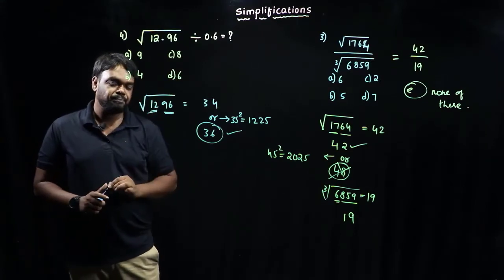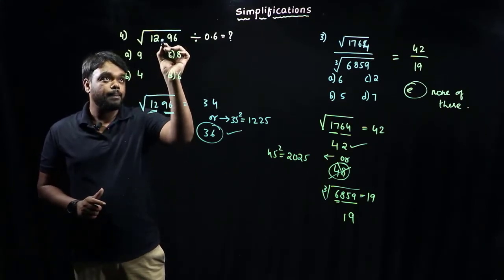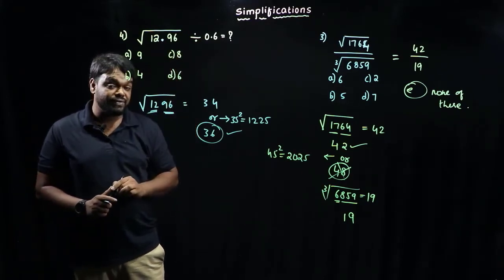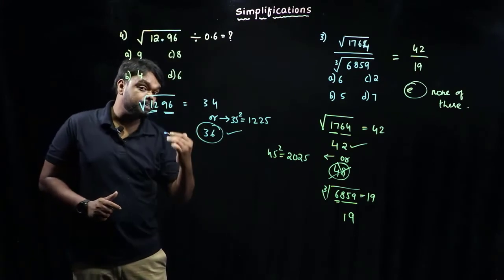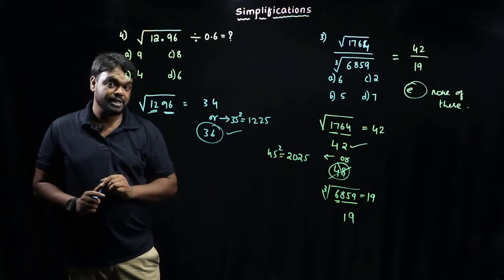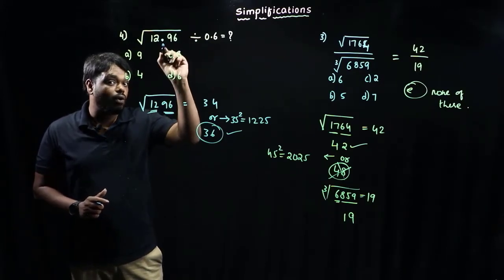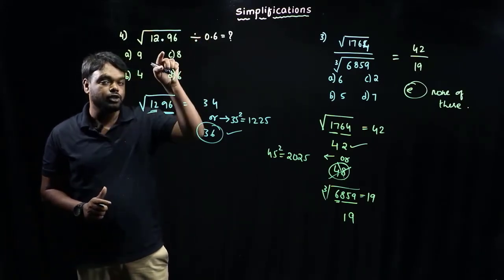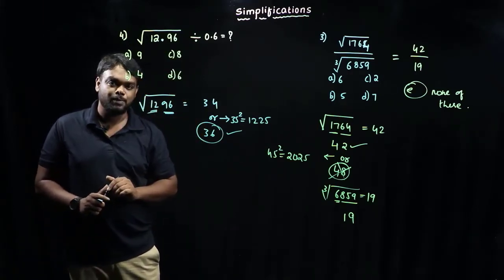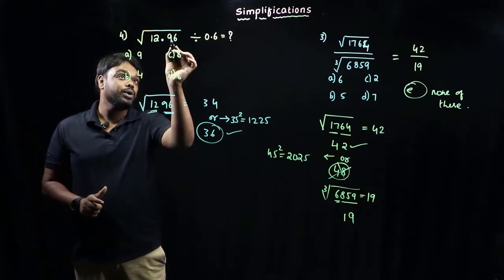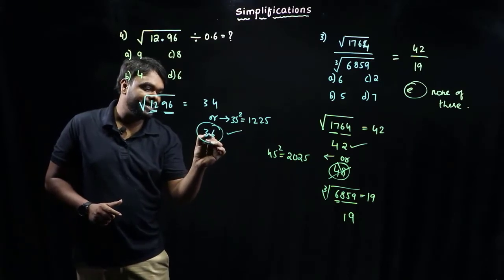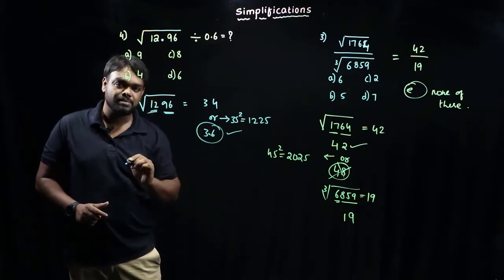A simple tip. If there are 2 digits after a decimal point within the square root, when it comes out of the root, there should be only 1 digit after the decimal point. Suppose, if there are 4 digits after the decimal point inside the root, when we come out of the root, there should be only 2 digits after the decimal point. Now, in this case, there are 2 digits after the decimal point within the root. When we come out, it should become only 1 digit after the decimal point.